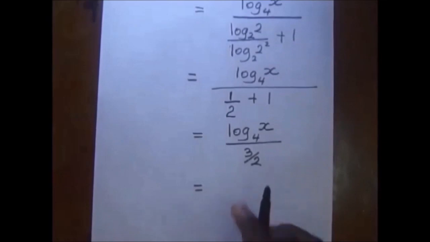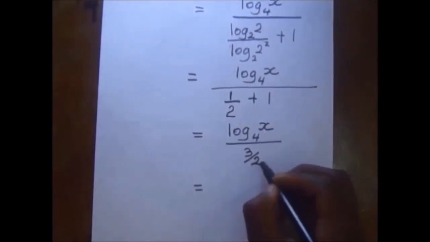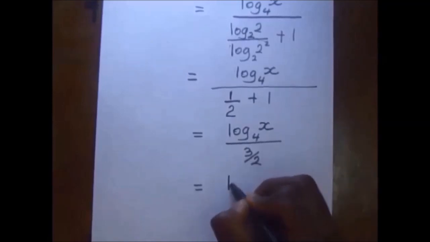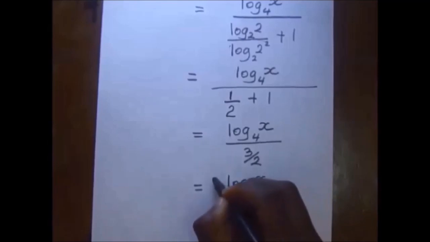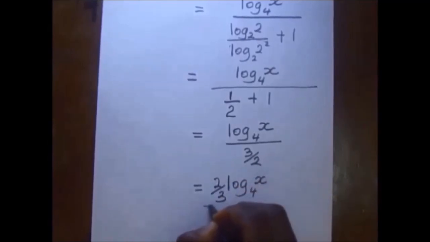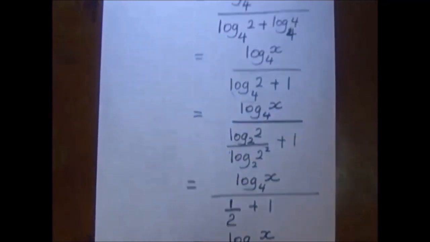And you find that log of x base 4 divided by 3 over 2 is the same as saying log of x base 4 times 2 over 3. And from there we have proven our question.